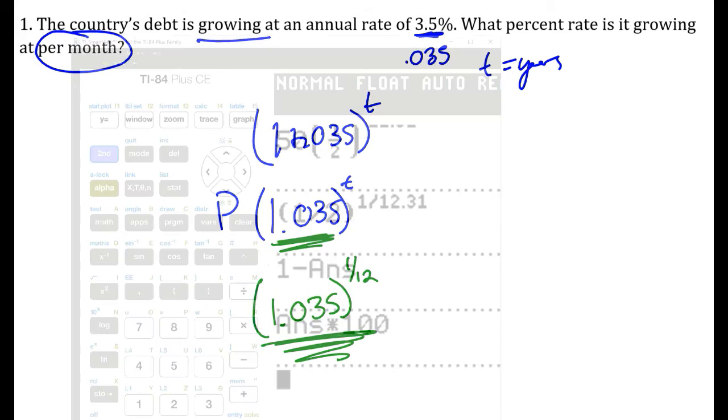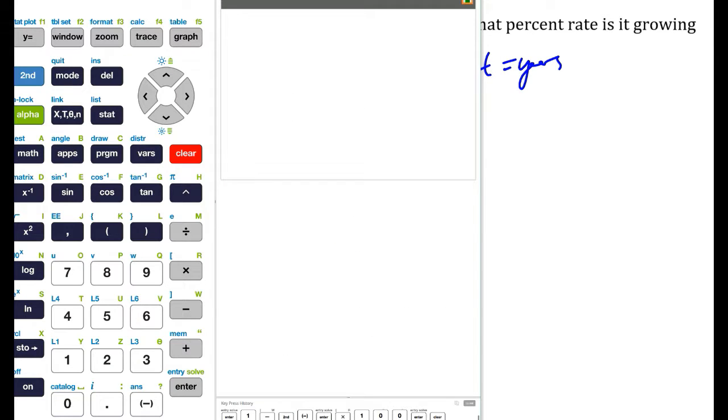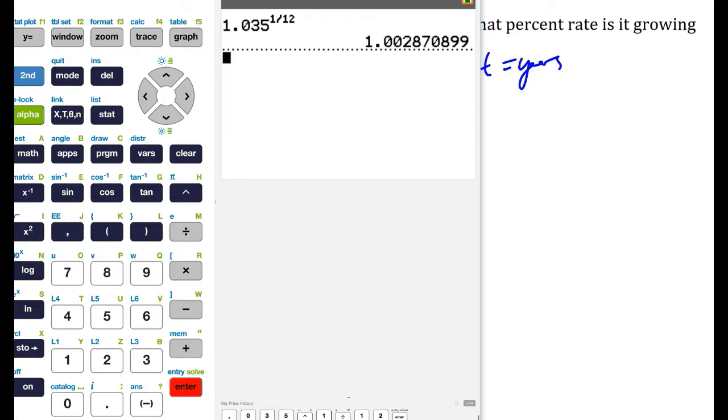So when I go to my calculator and type in 1.035 to the 1/12th, now there's another way I could have typed this in. I could have taken the 12th root. So if you go to math number 5, I could have taken the 12th root, because remember, power over root, that still is the most important thing you need to know, is power over root. These two numbers should be the same, and they are.